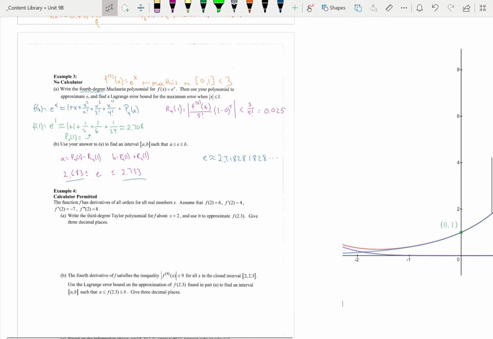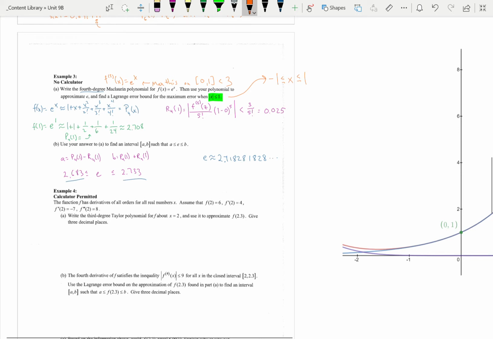Now, I know what some of you might be thinking. I didn't answer the question. It says, find a Lagrange error bound for the maximum error when the absolute value of x is less than or equal to 1. Not when x is equal to 1, but when x is less than or equal to 1. In other words, x doesn't have to equal 1. X could be anything between -1 and +1.